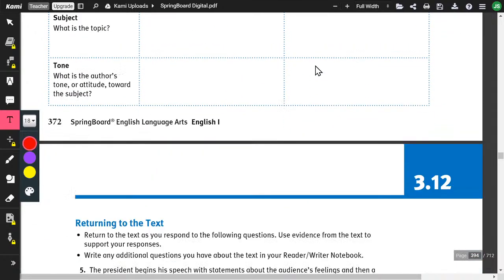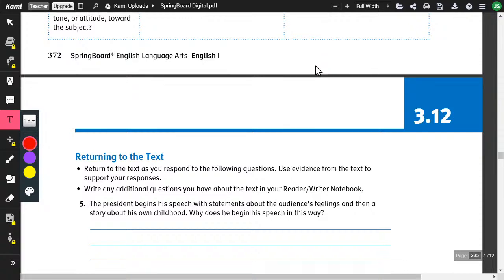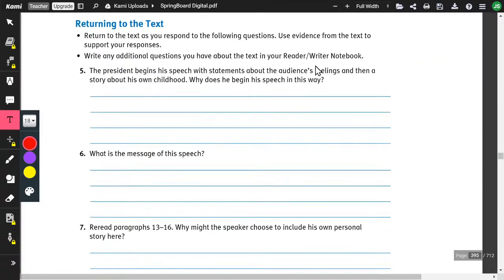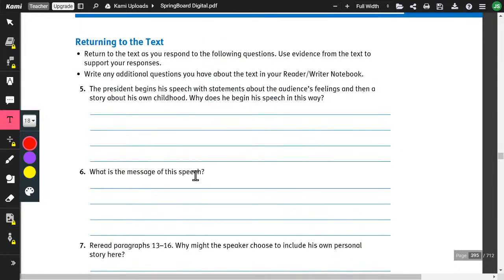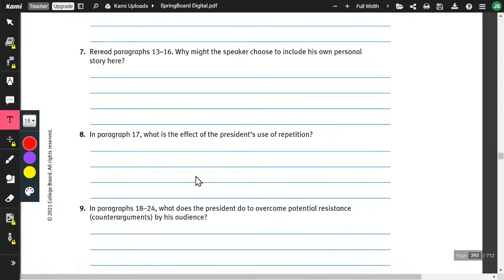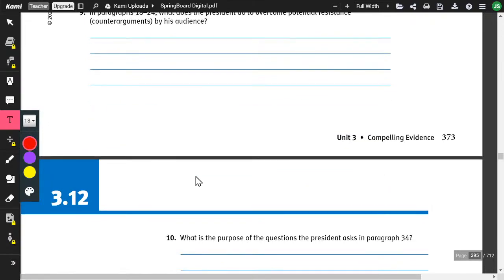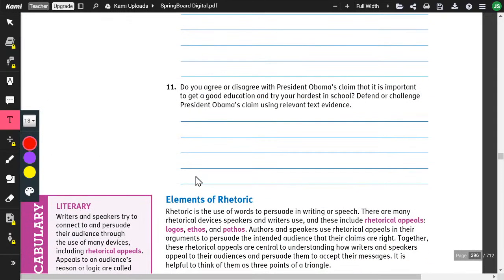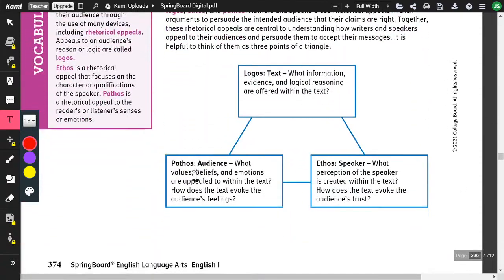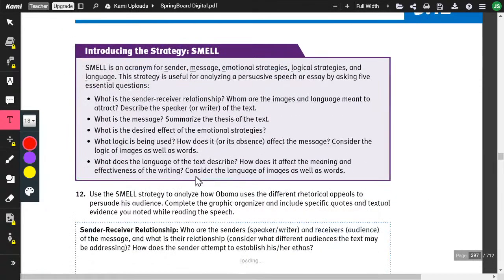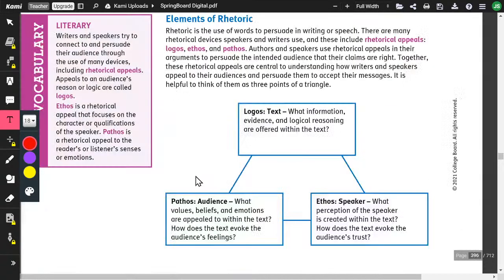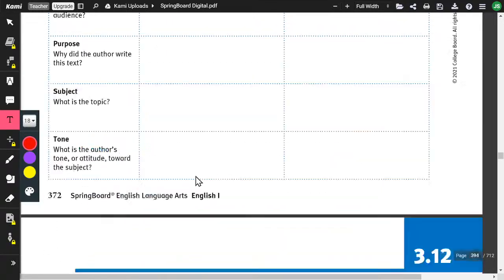Now, if we have time, I don't know that we're going to have time because it's such a long passage, but I want you to try and see if you can get to numbers 5 through 11. Tomorrow, in a recap video, I'm going to go ahead and answer 5 through 11 with you, and those go all the way to page 396 digitally, 374 physically. I don't want you to go past that. We're not really going to deal with the SMELL strategy. We're going to stick with SOAPSTONE for today.